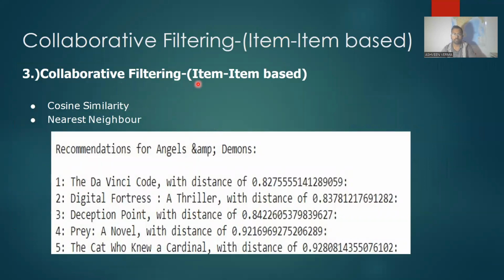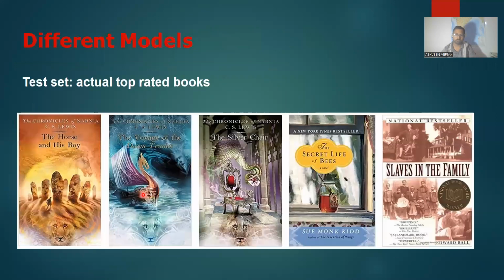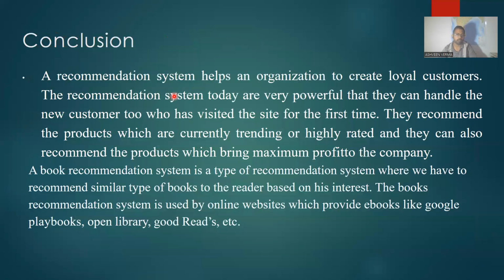Collaborative filtering, item based, cosine similarity or nearest neighbor, recommendations for Angels and Demons. Here we can see the five recommendations, five recommended by the recommendation system. The test set is the actual top rated book. It's a top rated book.